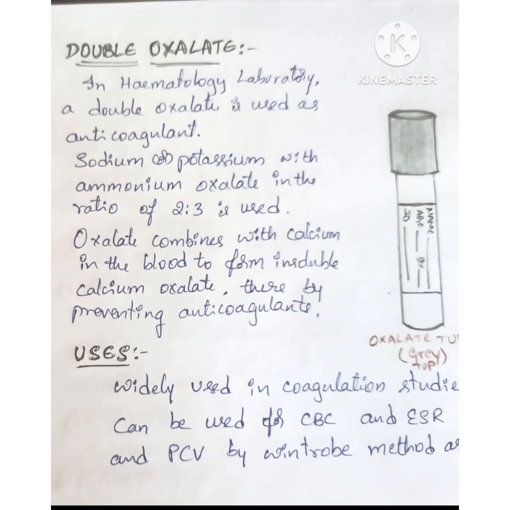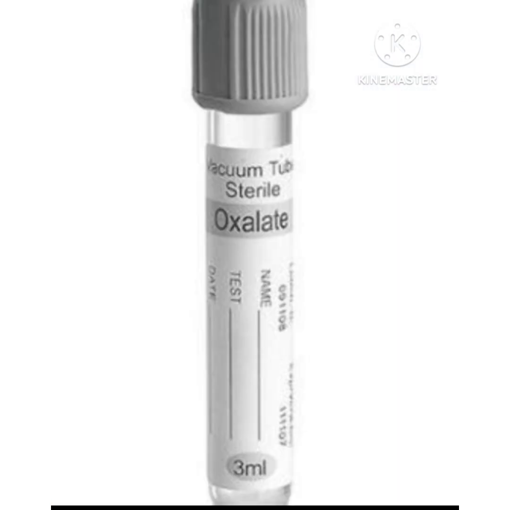In hematology laboratory, a double oxalate is used as anticoagulant. Sodium or potassium with ammonium oxalate in the ratio of 2:3 is used. Oxalate combines with calcium in the blood to form insoluble calcium oxalate, thereby preventing coagulation. It is widely used in coagulation studies, can be used for CBC and ESR and PCV by Wintrobe method as well. The color code for oxalate tube is gray.